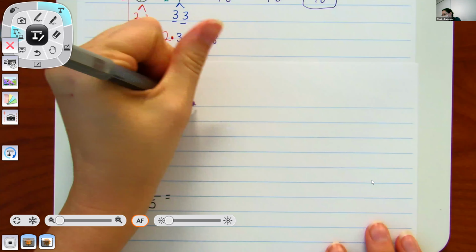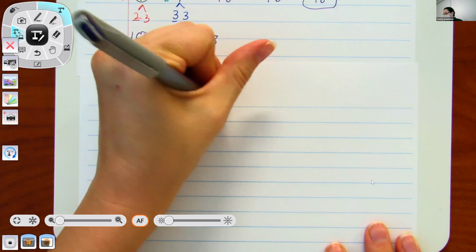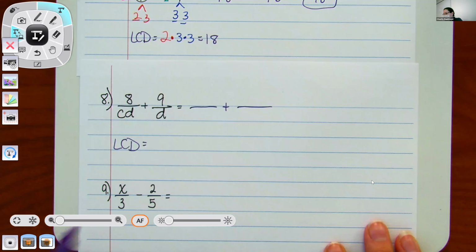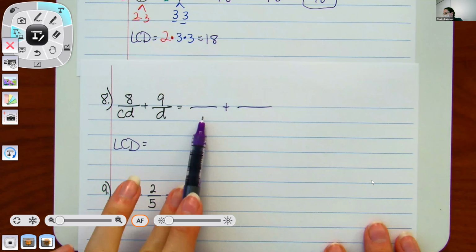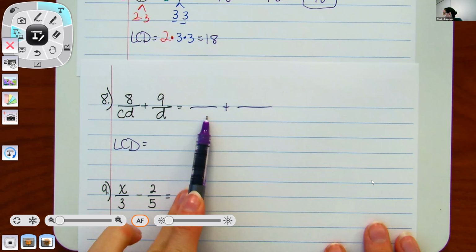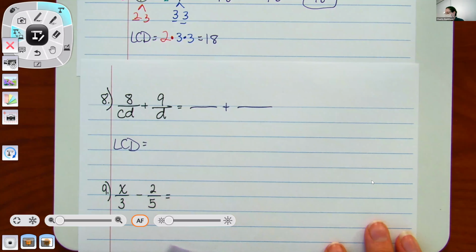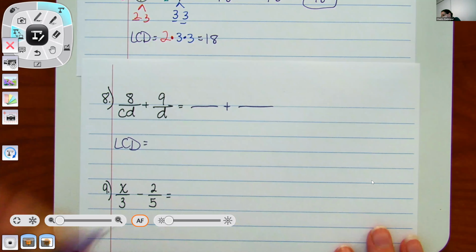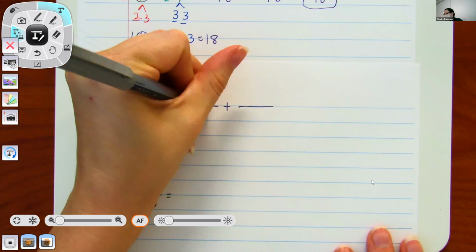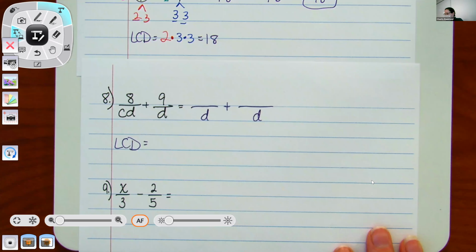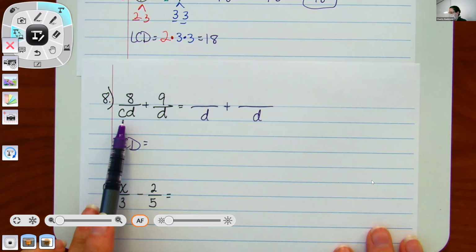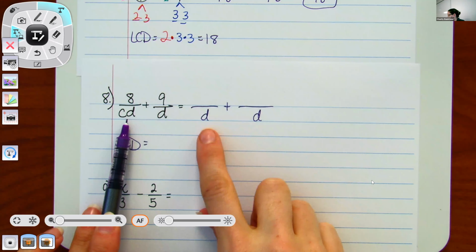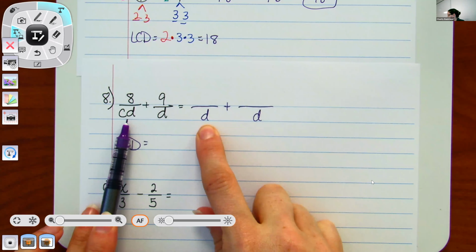So if I'm going to rewrite this problem using a common denominator, what do I want to put here? D. Well, a lot of people say something like that. So if I put D here, then the next thing I would do is ask myself, what multiplies with this to make it equal that? And there's no answer to that question because that's not my LCD.